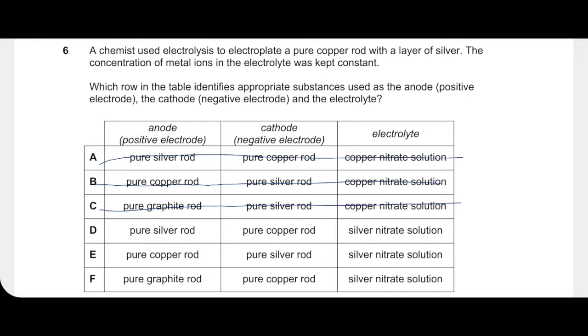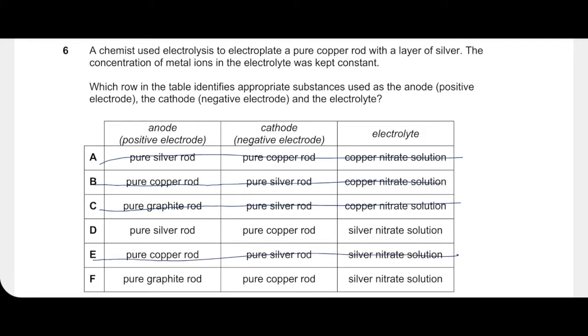Now, moving on to the cathode. So the cathode is the negative electrode, and at the negative electrode, the metal ions are going to gain an electron and become a metal, and that's where the metal is going to deposit, the coating is going to occur. And we want to coat the copper rod. So therefore, the cathode has to be the pure copper rod. So we could eliminate E.